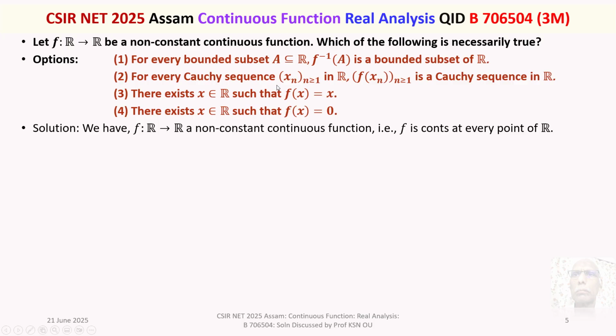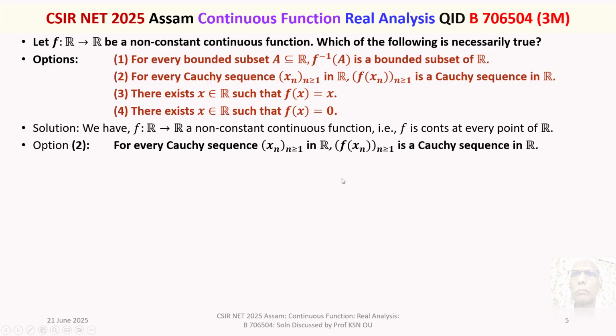For every Cauchy sequence Xn, n greater than or equal to 1 in R, f of Xn is a Cauchy sequence in R. And f is continuous. I remember the sequential criteria for continuity. From that, this result will come. So I will first attack option 2. This is for every Cauchy sequence Xn in R, it's a real sequence. The image sequence f of Xn is a Cauchy sequence in R.